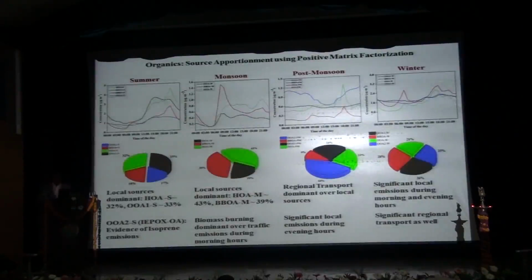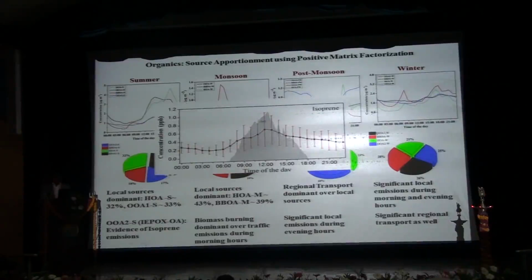We try to see the source apportionment, what the possible sources are in different seasons. For example, in the monsoon, the local sources, what people in that region use, appear to be very dominant. Whereas in dry seasons, you can have regional and long-range transport also.